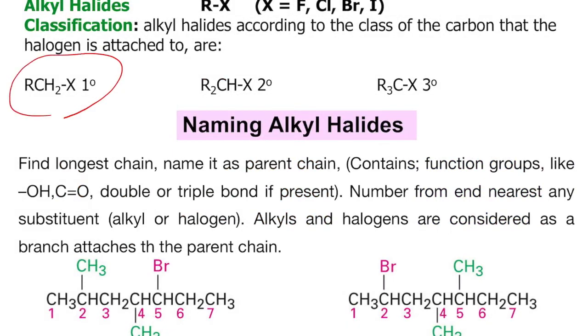According to the classification, we can have a primary alkyl halide, linked to a primary carbon, a secondary alkyl halide, linked to a secondary carbon, and a tertiary alkyl halide, linked to a tertiary one.